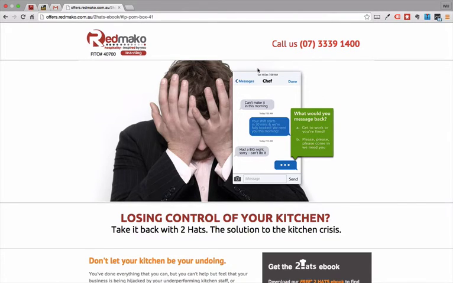So that sort of interchange there, it does require quite a bit of deciphering by the viewer, and that's probably a bit of a problem. And then the headline is losing control of your kitchen. Take it back with Two Hats, the solution to the kitchen crisis. We still don't really know where this page is heading.